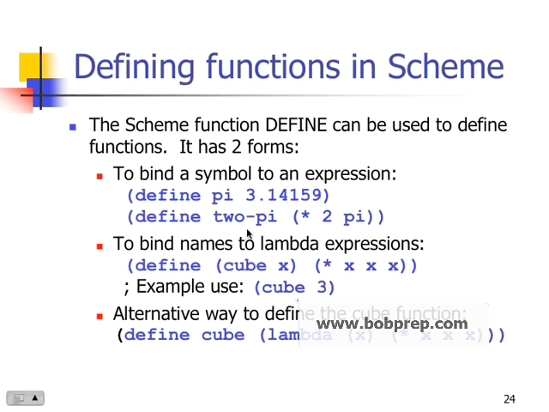So here we have defining pi, 2 pi. It's just going to be 2 times pi. And to bind the names of the lambda expression here, we can define cube x as x times x times x. This is where we're getting this times here. So an example of running this would be cube 3.